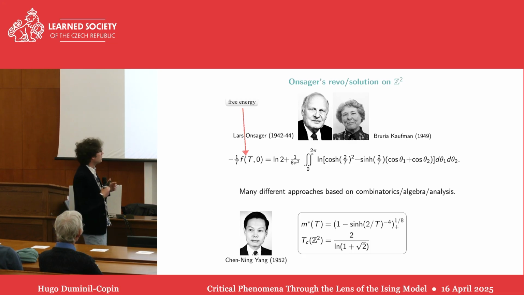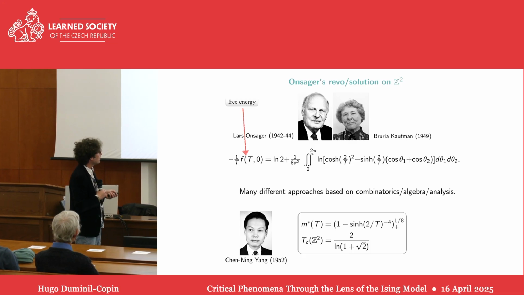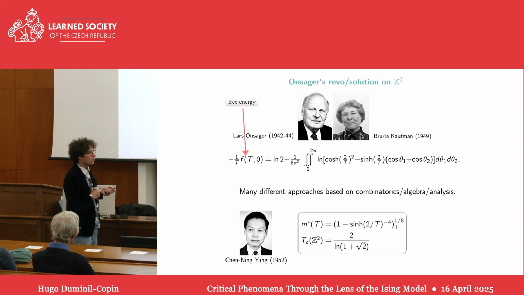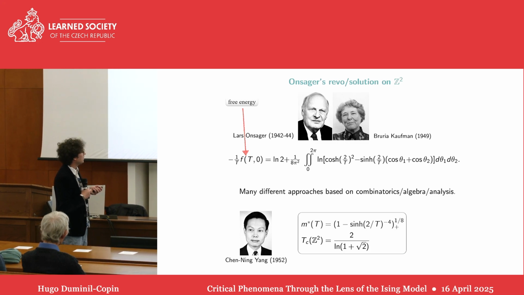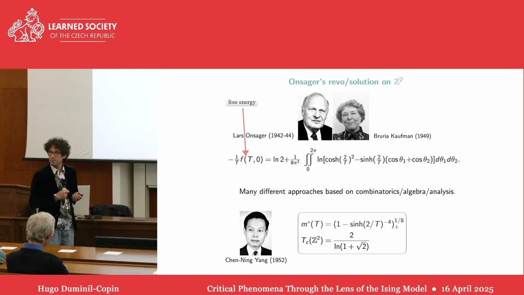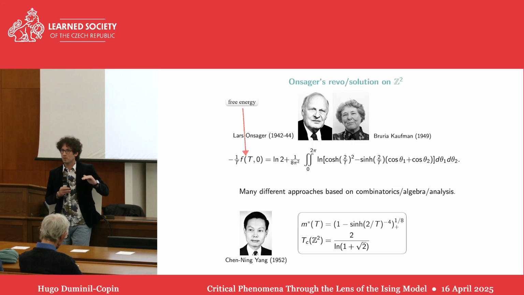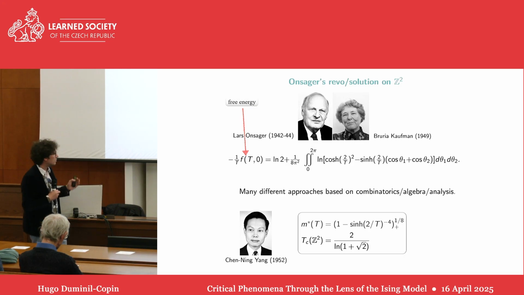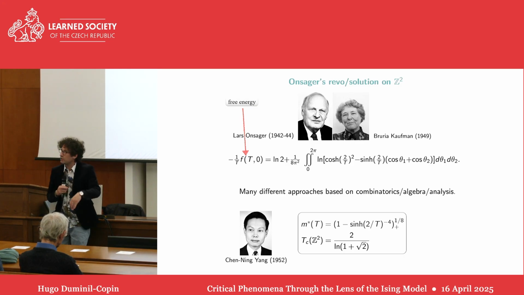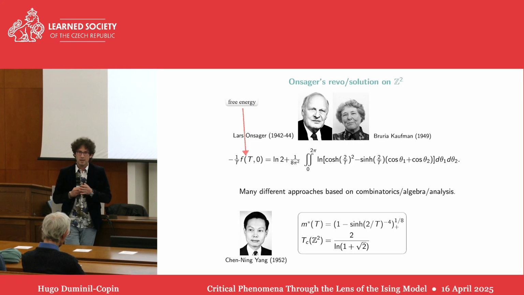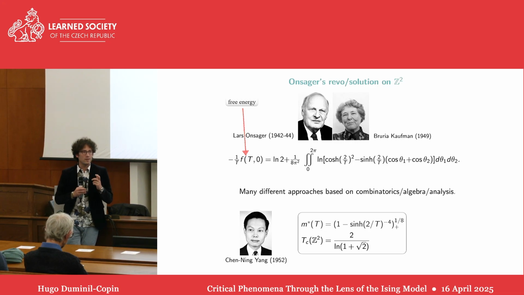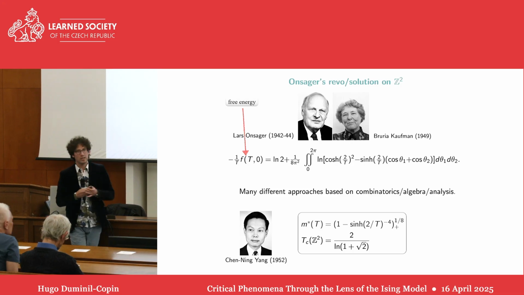When T approaches the critical temperature, so when this quantity gets close to 0, this is going to behave like T minus Tc to the power 1/8. So you understand what is the behavior of the magnetization when you approach the critical temperature. And these are questions that are very difficult and very important. You want to understand this, what we call this exponent, this 1/8.